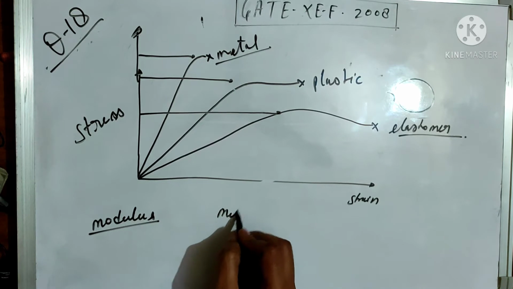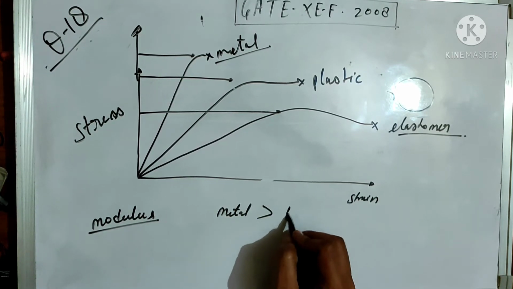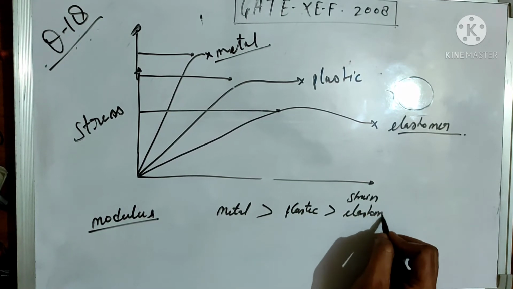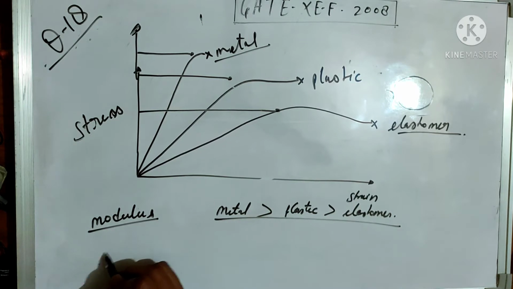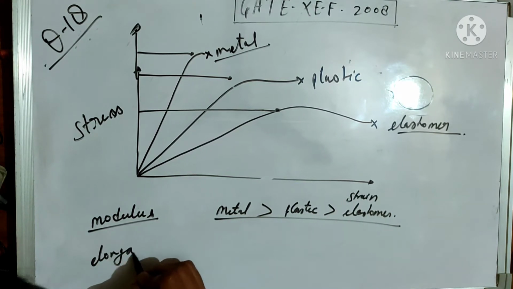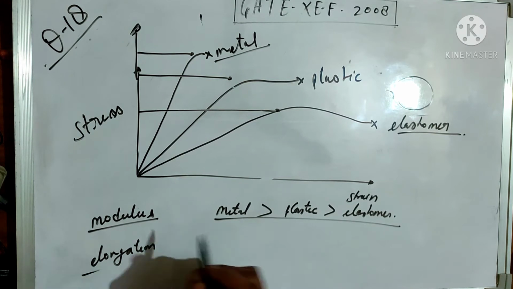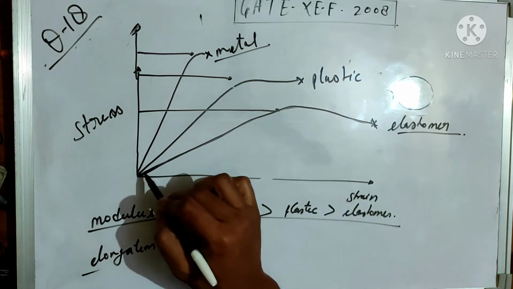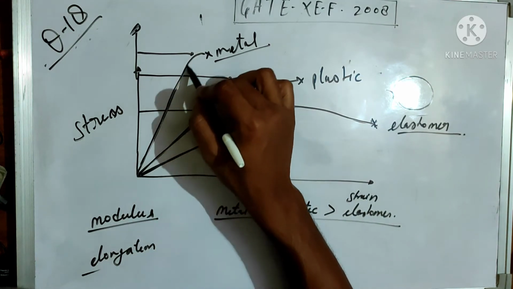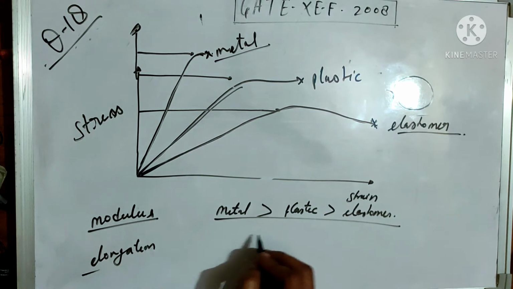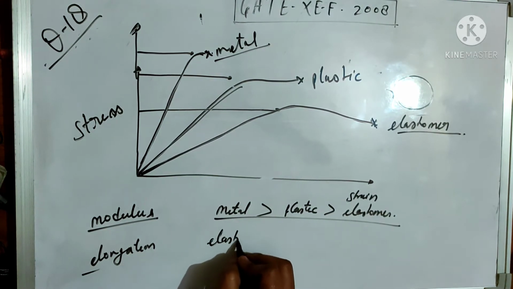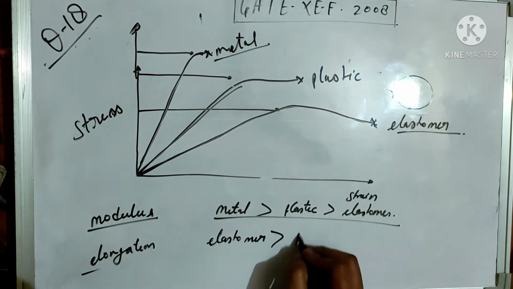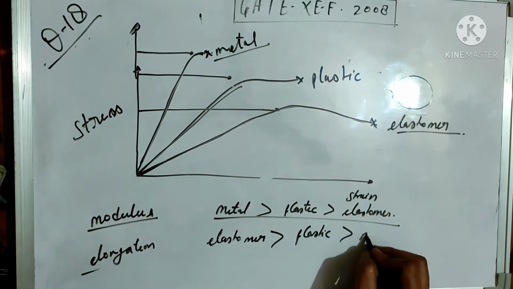modulus of metal greater than plastic greater than elastomer. And the elongation property: you can see the elastomer is more elongated by application of force than the plastic, and then the less elongated is the metal. So the elongation property for the elastomer is much greater than plastic and metal. Elastomer, plastic, and metal.